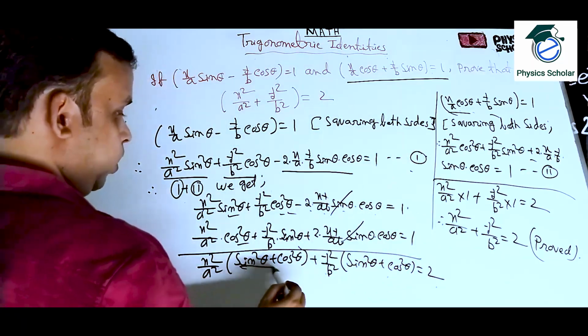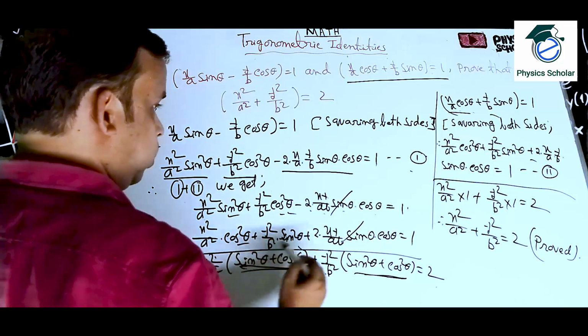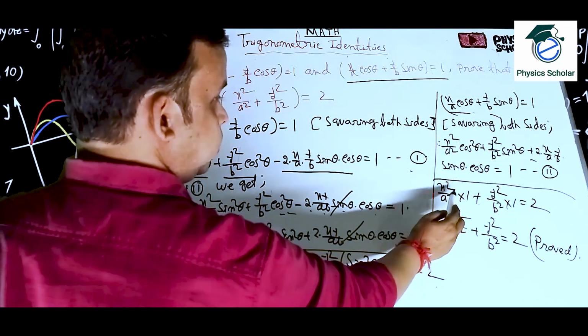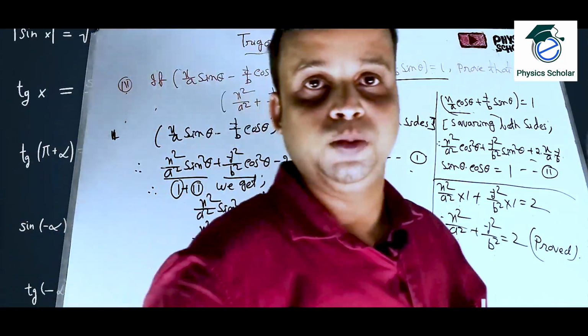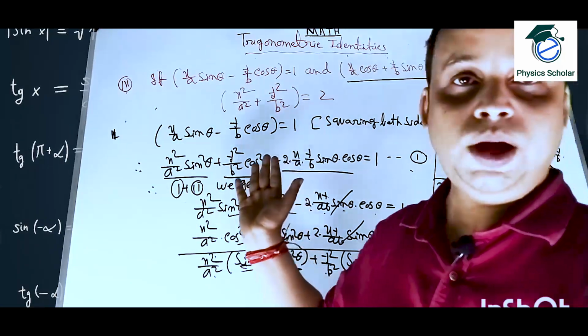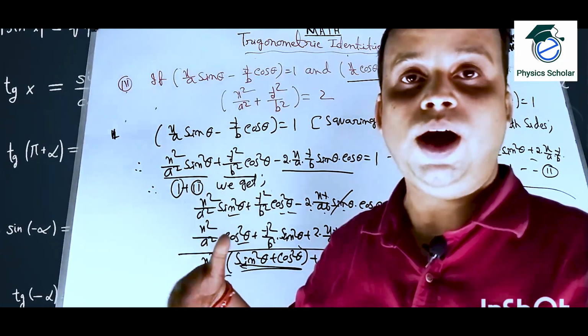So it is what? Sin square theta plus cos square theta means 1, sin square theta plus cos square theta means 1. So x square by a square into 1 plus y square by b square into 1 is equal to 2. That means x square by a square plus y square by b square is equal to 2. So that is proved. Clear? So hope you have understood this sum. Clear? So you have to practice it, okay, and very easy sum if you know how to do this.